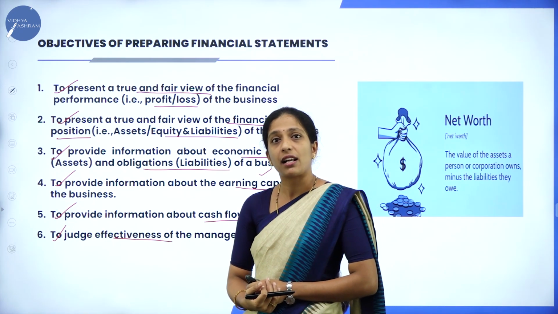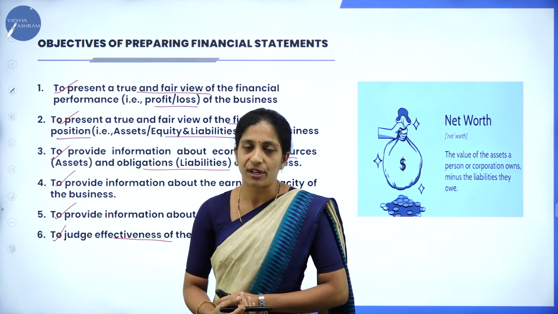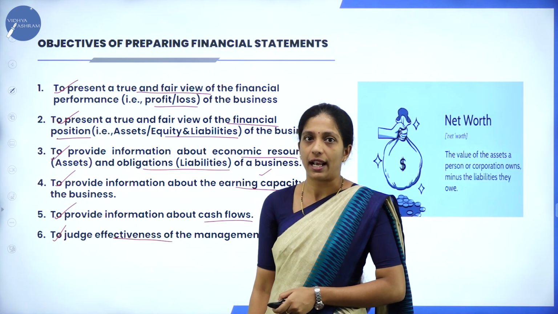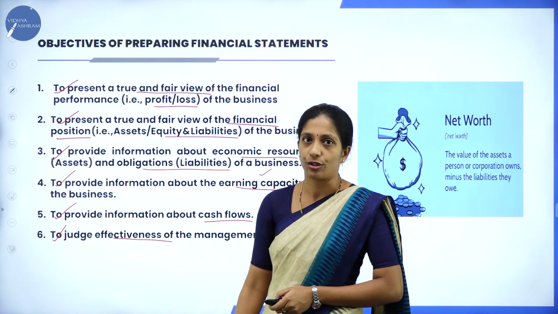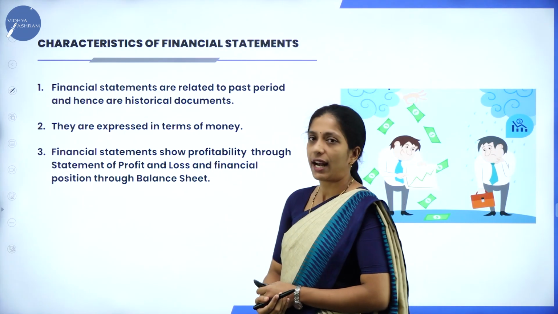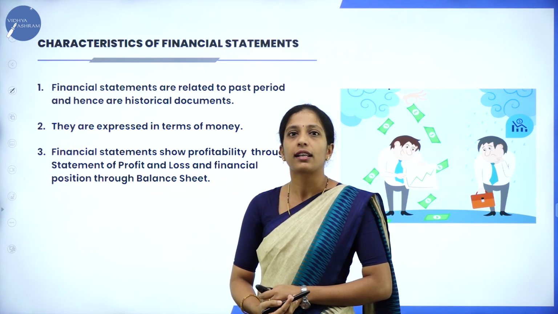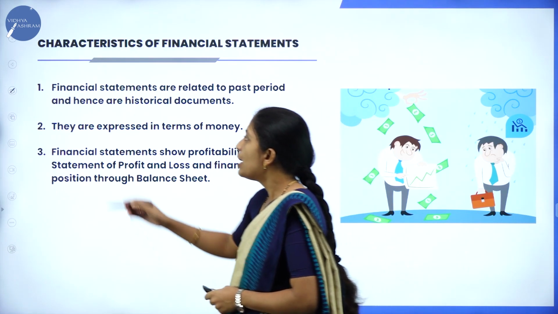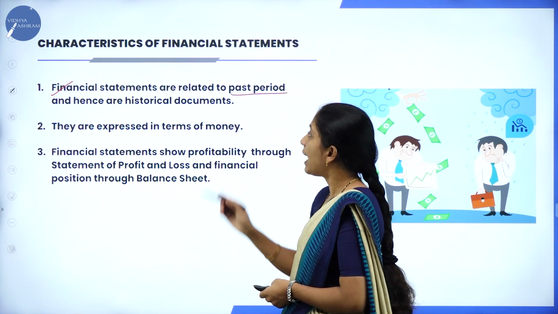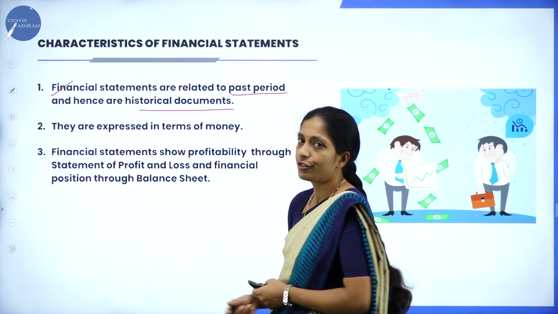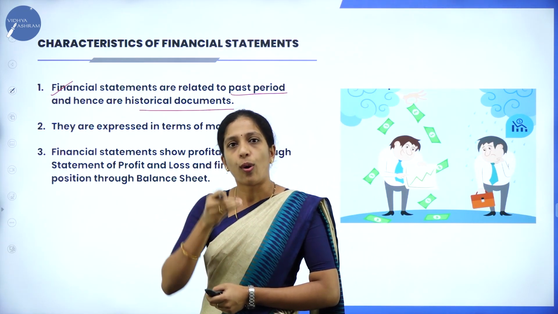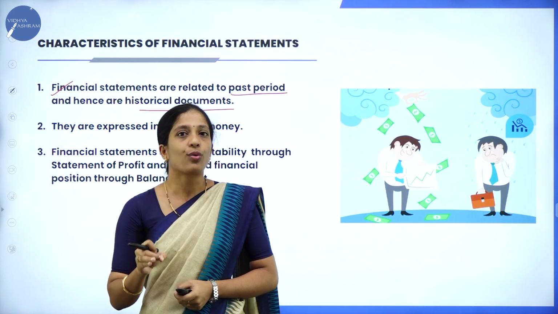So I have told you they might ask you what is the meaning of financial statement for 2 marks, or they might ask you to write any 2 objectives of financial statements. So you can write any 2 of the objectives here. And the next topic is characteristics of financial statements. So let us see what are the characteristics of financial statements. The first one is financial statements are related to a past period and hence are historical documents. I have told you we are going to consider the whole year's transactions. So what does it mean?